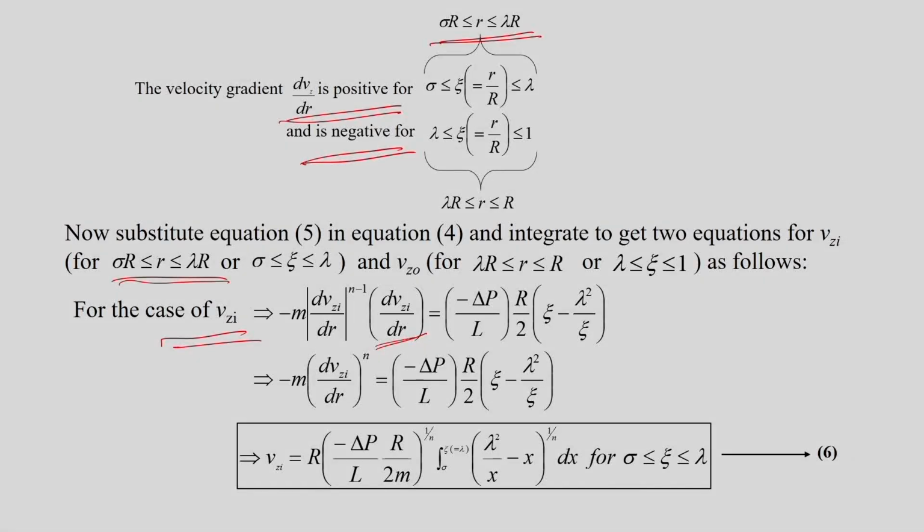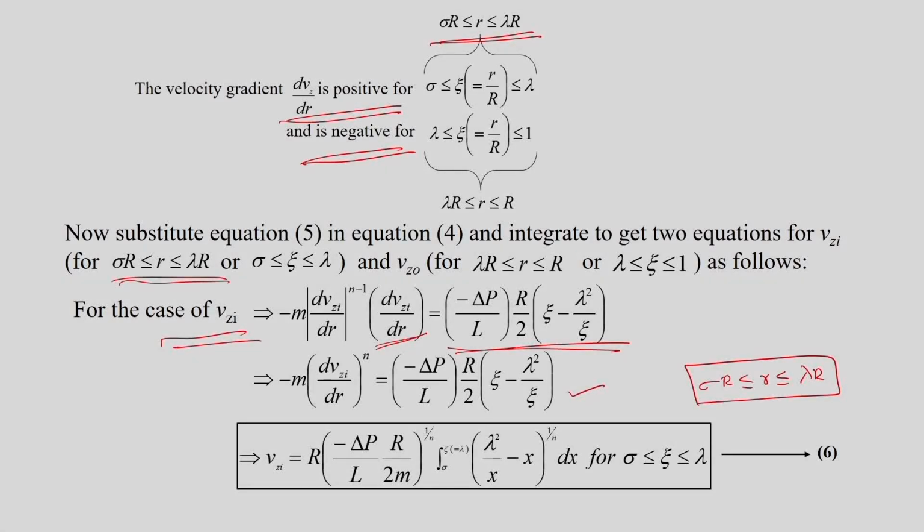So, for power law fluids in this region we can say tau rz is minus m modulus of dVzi by dr to the power n minus 1, dVzi by dr, which is equal to whatever shear stress expression we obtained, that is minus delta p by L r by 2 multiplied by zeta minus lambda square by zeta. So, since this dVzi by dr is positive in this region between sigma R to lambda R, we can take this dVzi by dr to the power n, okay, as it is on the right hand side.